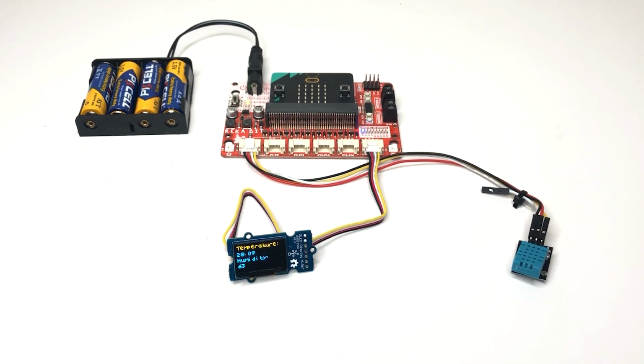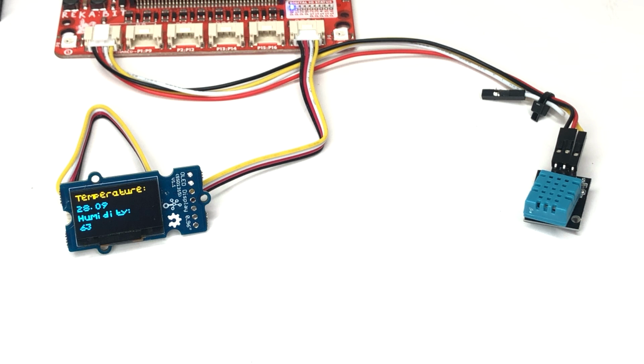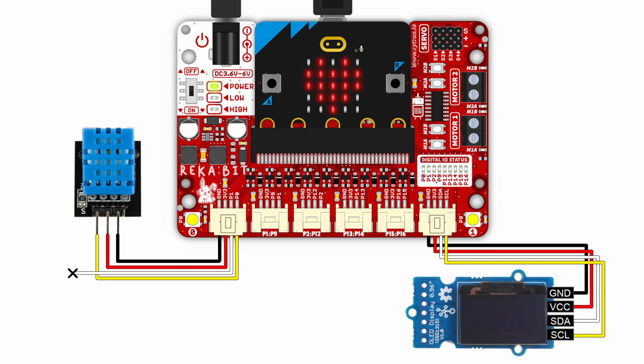Hi everyone, in this tutorial we will show you how to use OLED with micro:bit and display temperature and humidity readings on the screen. For this project we will need a Reka bit with micro:bit, Grove OLED and a DHT11 sensor.